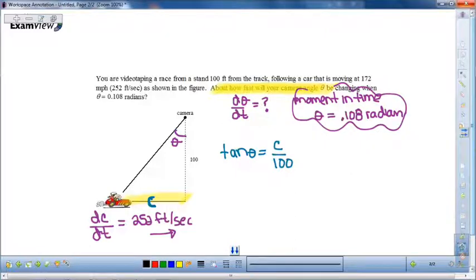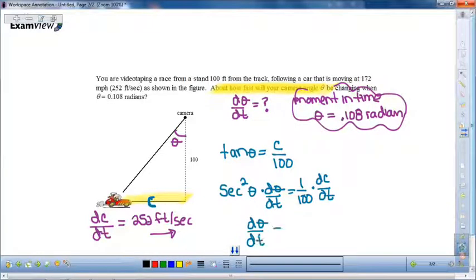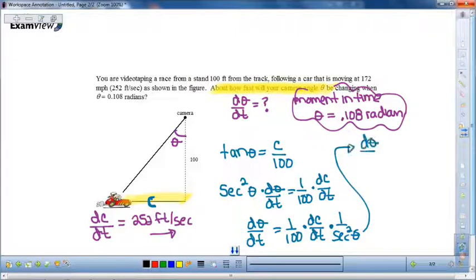So I'm going to go ahead and take the derivative with respect to time because I want to find how fast. That's your speed. So the derivative of tangent of theta is secant squared theta, and I'm going to multiply it by d theta dt. Okay, 1 over 100 is the coefficient, so I'm going to multiply that by dc dt. And I'm trying to find d theta dt, so I'm going to divide by secant squared. And secant squared is another way of writing cosine.